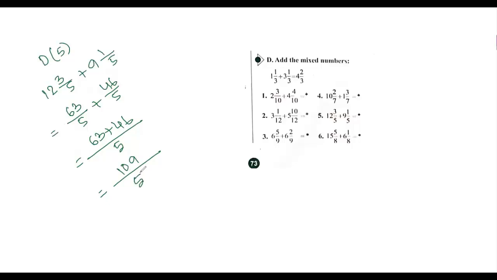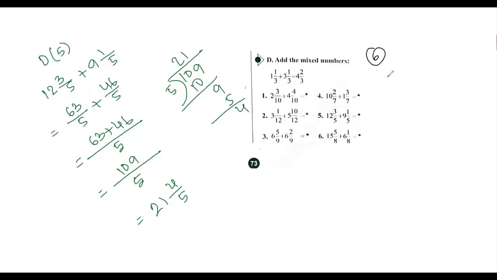So 109 by 5. Now 109 by 5. 5 2s are 10. Then we have to bring down 9 here. 5 1s are 5, remainder 4. So our final answer will be 21 whole 4 by 5. And that is the solution of this problem.